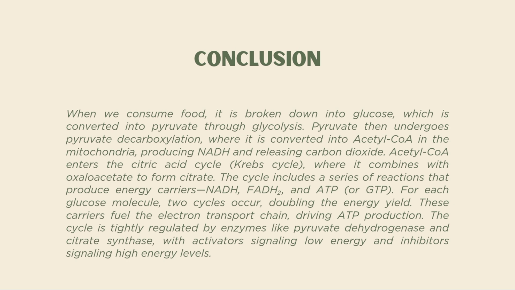When we consume food, our body breaks it down into glucose, a key energy source. Through glycolysis, glucose is transformed into pyruvate. This molecule plays a pivotal role in cellular energy production as it is converted into acetyl coenzyme A, which is the fuel for the citric acid cycle.